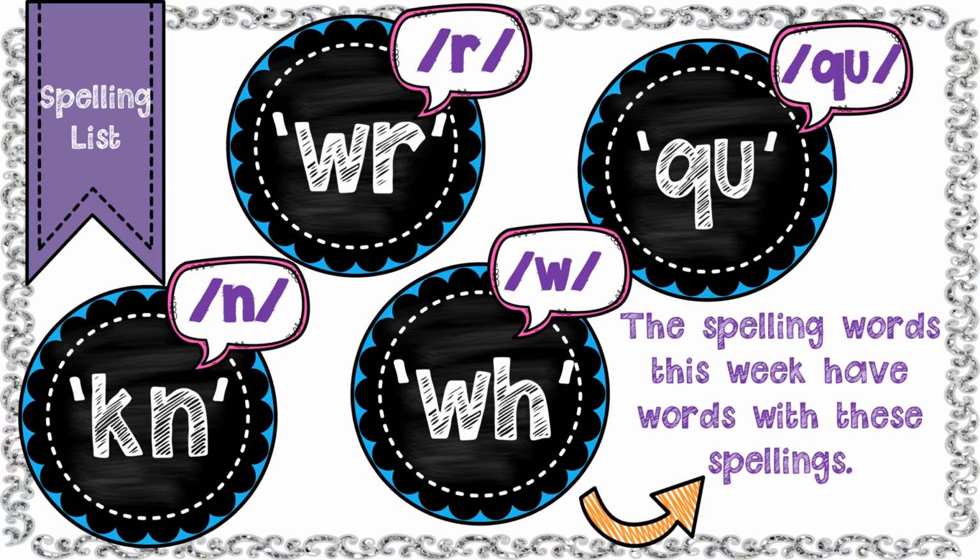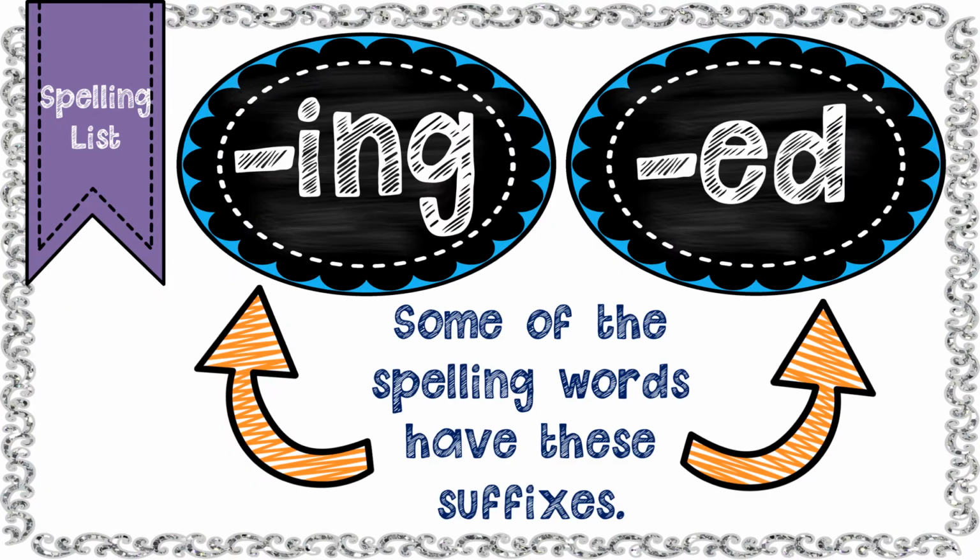So we're fixing to practice our words for the week that have these consonant combinations in them, with the sounds R, qu, N, and W. The words will have the suffixes ing and ed in them. Ing means it happens right now, so it's the present tense form, and ed means it happened in the past. We'll talk about some of those rules that we have learned so far with ing and ed, and use those to help us spell the words correctly.